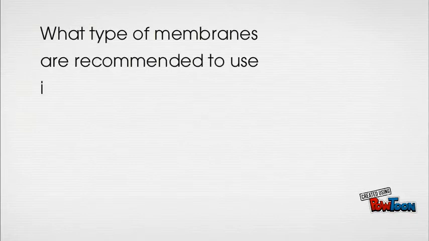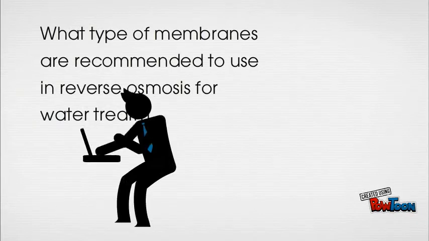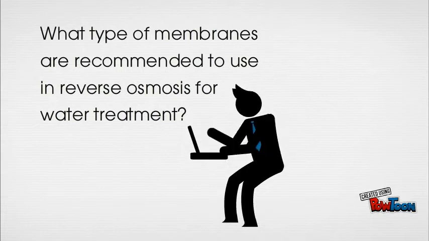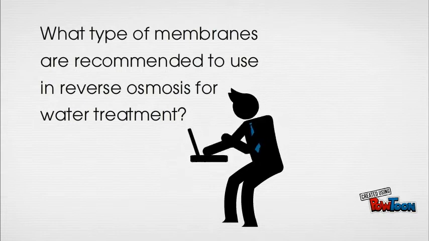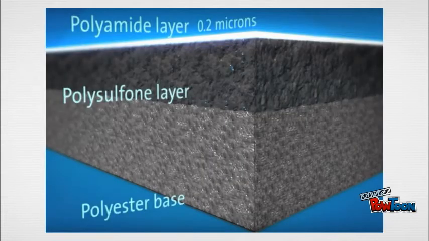Which are the best materials to construct the membrane for reverse osmosis water treatment? During the water purification process, the membrane is composed of three different layers: a polyester fabric support layer, a polysulfone layer, and a 0.2 micron thick polyamide barrier layer.